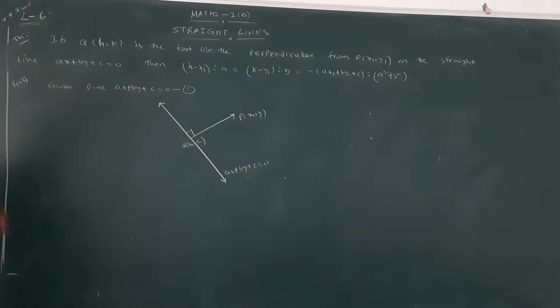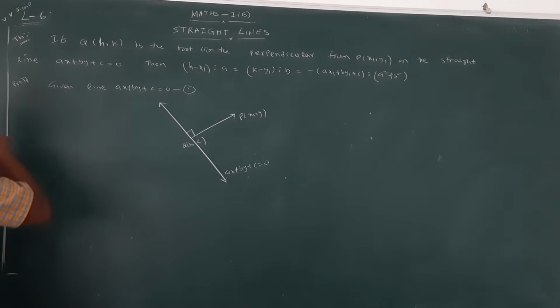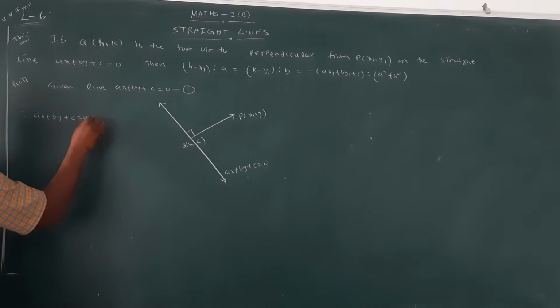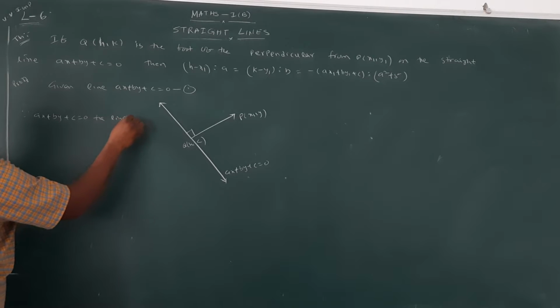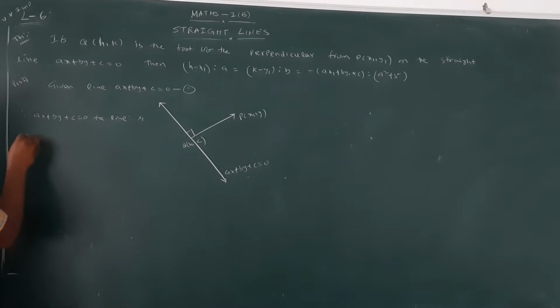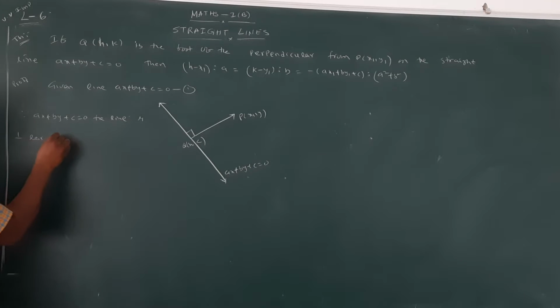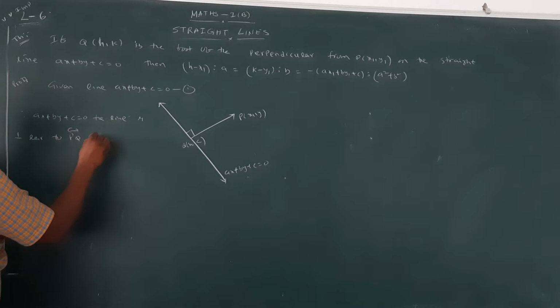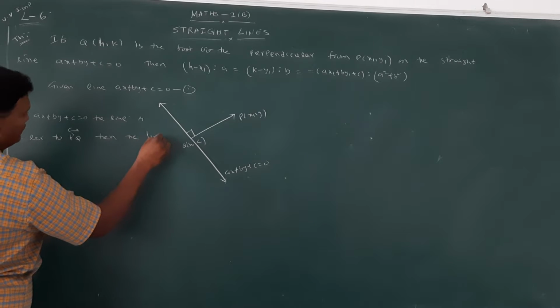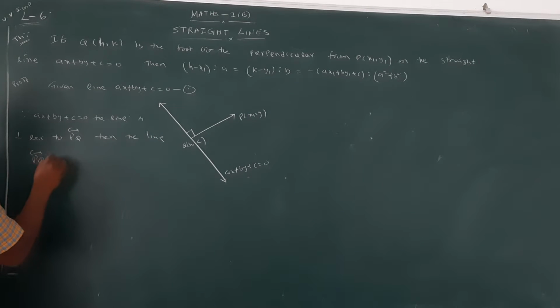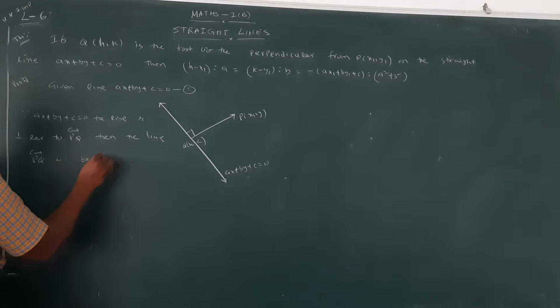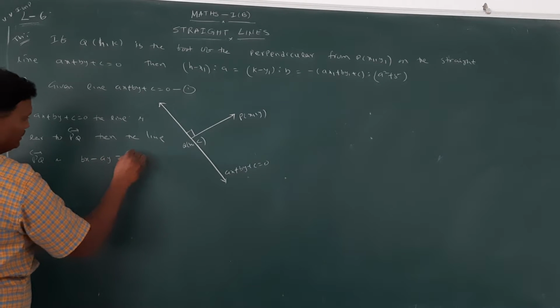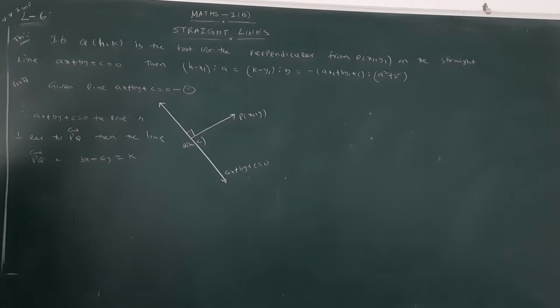The given line is ax + by + c = 0. Since the line ax + by + c = 0 is perpendicular to PQ, what is the perpendicular line PQ? It is bx - ay = k.